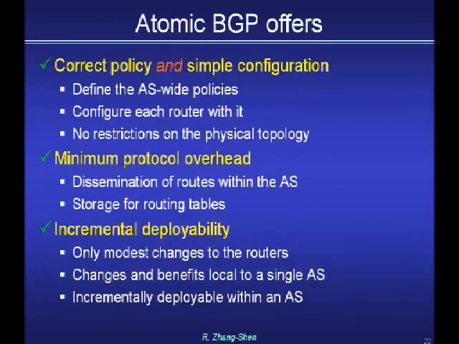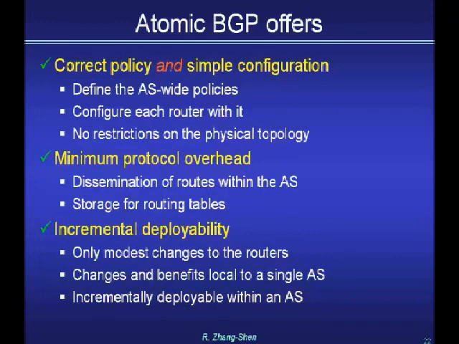And there's no restriction on the physical topology. So for those of you who know what I'm talking about, for route reflectors to work well, you have to place them closer to the clients, right? So you actually need a lot of route reflectors. But if you have atomic BGP, you don't need to do that at all. You don't need restrictions on the distance of route reflectors. Okay, and I said minimum protocol overhead because we proved that this is the minimum needed in order to achieve the policies.